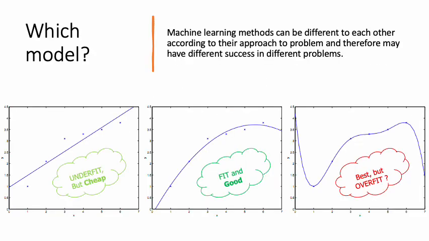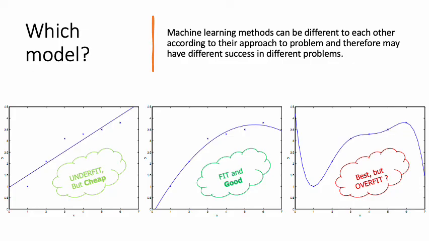There are many machine learning methods in the literature. These methods can be different to each other according to their approach to problem and therefore may have different success in different problems. For example, in the 6-point data below, the first method shows a linear increase curve and is compatible with a certain error rate. Generally, linear models can be preferred because they are cheap in terms of computational cost.